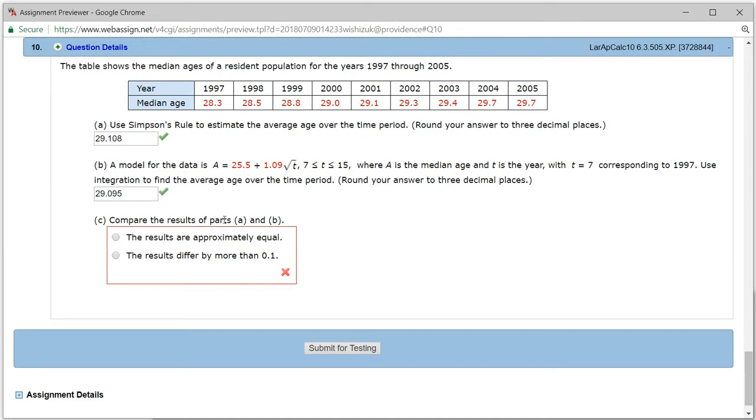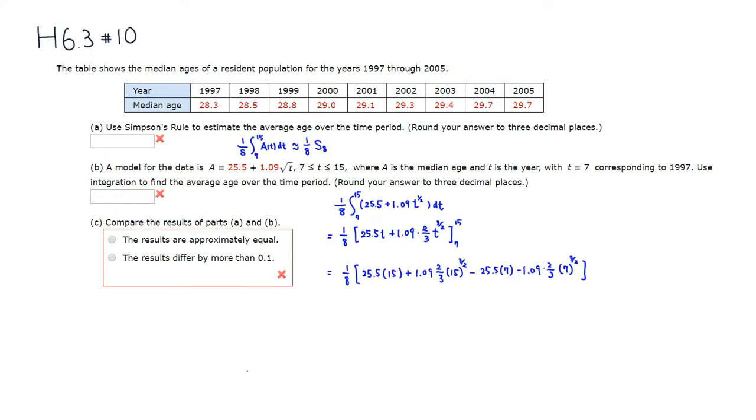Compare the result of part A and part B. You can see that these numbers are very similar. So it's going to be that one. Let's check the answer. It came back and it looks like we got this one correctly. That's it. I hope that this was clear.